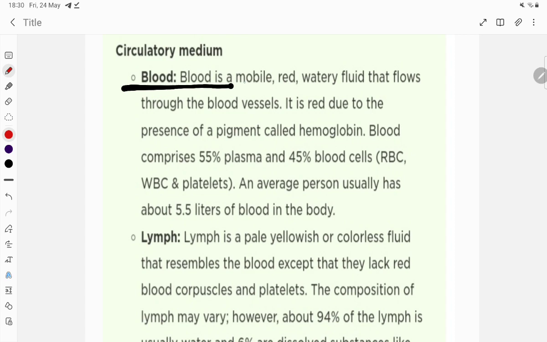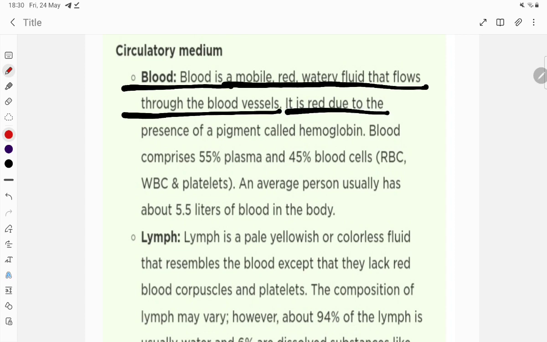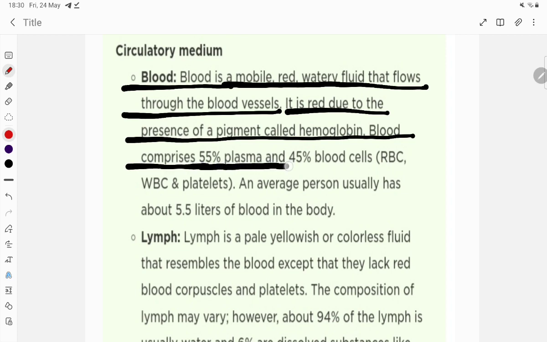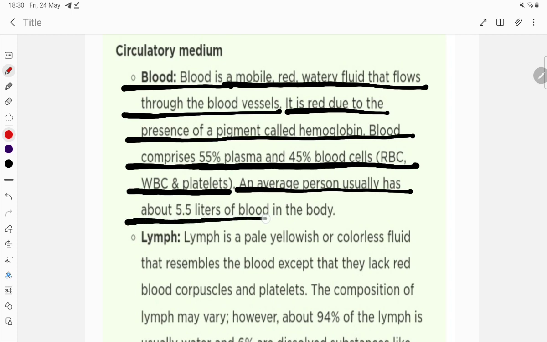Blood is the mobile red watery fluid that flows through the blood vessels. It is red due to the presence of a pigment called hemoglobin. Blood comprises 55% plasma and 45% blood cells: RBC, WBC, platelets. An average person usually has about 5.5 liters of blood in the body.